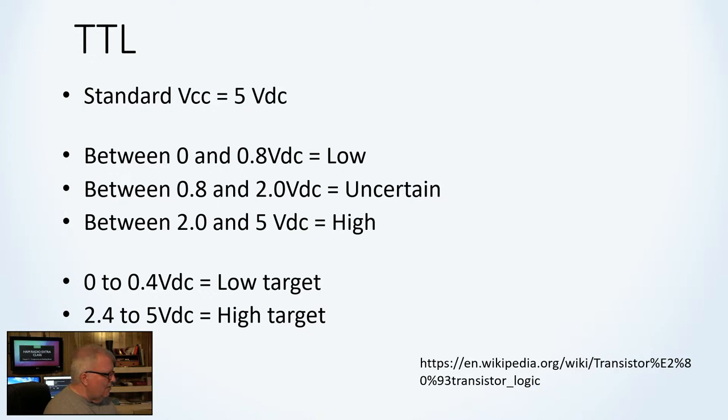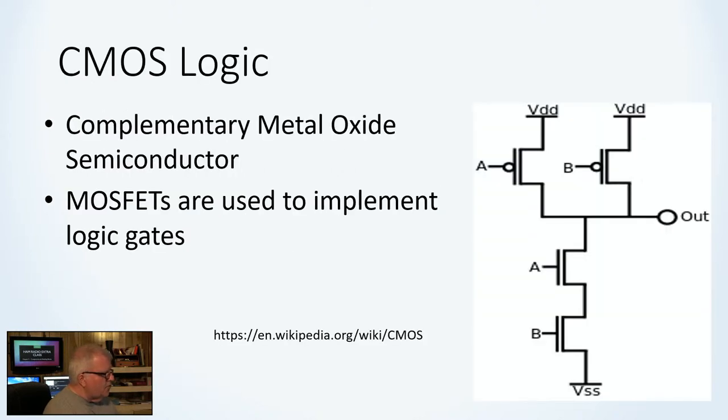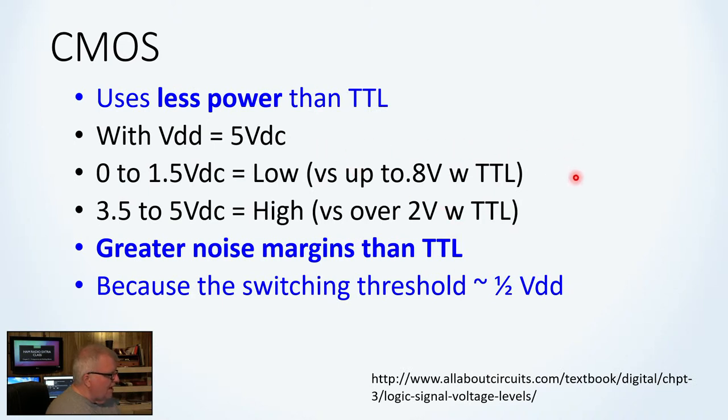So after TTL came CMOS, and this is the current state of the art as far as logic chips. If you're going to find logic chips out there, they're likely to be CMOS. They're complementary metal oxide semiconductors. I'm going to go ahead and hit spotlight, maybe make it easier for you to see. Again, here we have the A input and the B input, and the output connected here. These MOSFETs use much less power than TTL. They actually have greater noise margins than TTL because their switching threshold is approximately that of half of whatever the supply voltage is. So that's CMOS logic chips. That's the current state of chips.